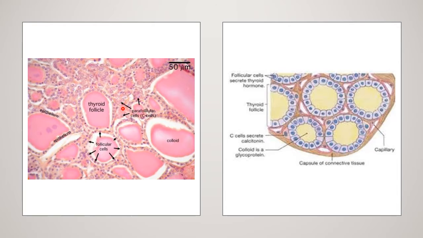In between these follicles are cells known as clear cells, C cells or parafollicular cells, which produce calcitonin. This is a close-up view of the follicle. These are the follicular cells, a single layer. These follicular cells produce your T3 and T4, which are secreted into the colloid. In between these follicular cells are scattered C cells, known as parafollicular cells, which produce the calcitonin.